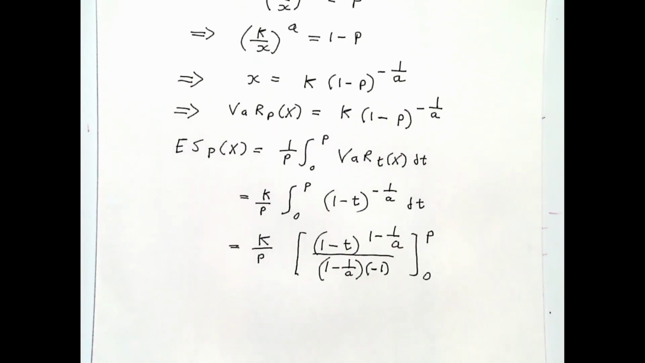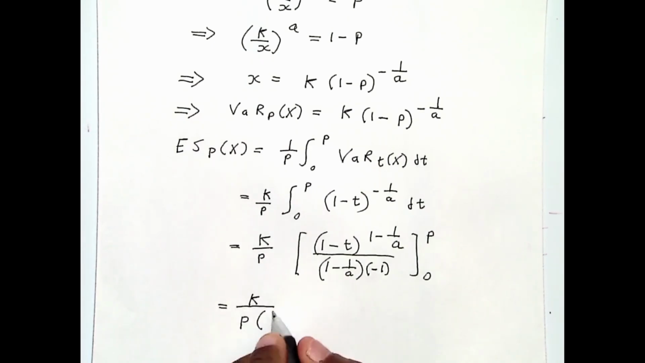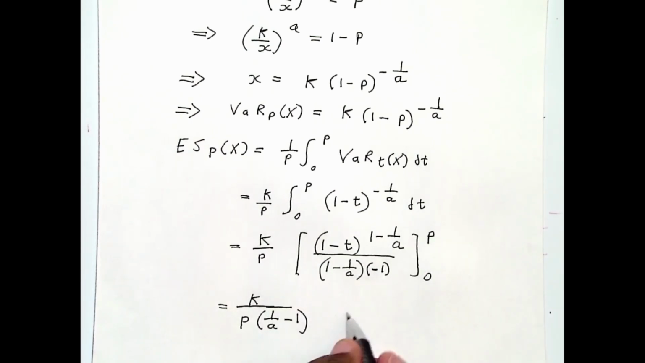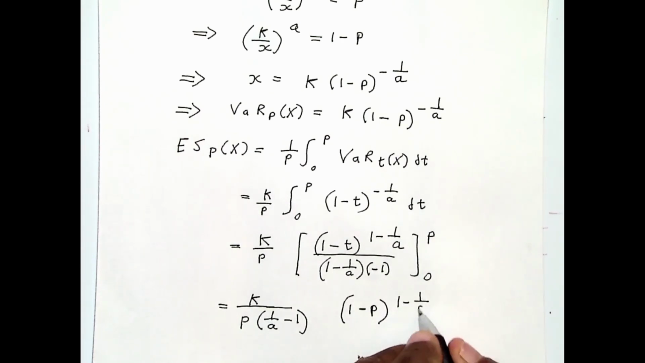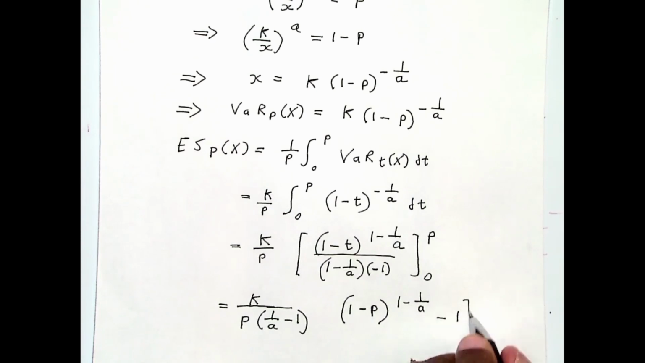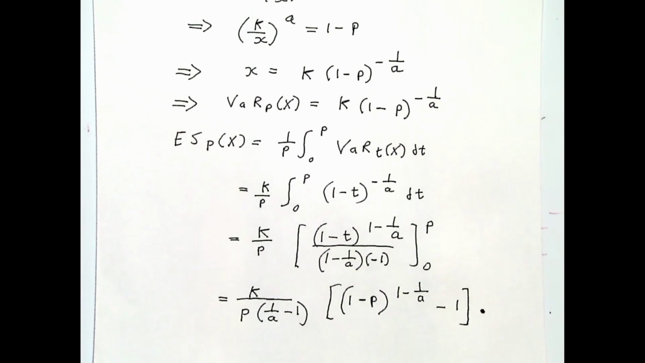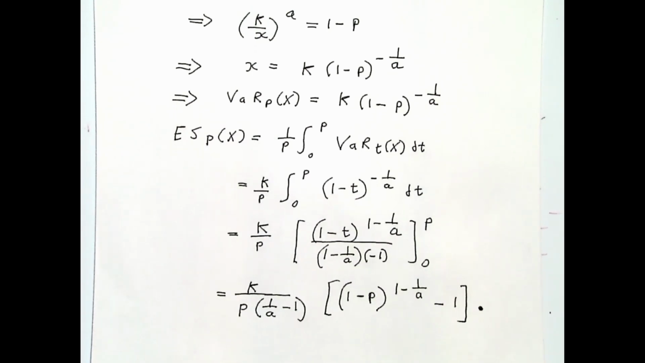Okay. Now let's pull this outside, so this becomes k divided by p. Okay, and the limit at p is 1 minus p, and the limit at 0 is 1. Okay, so this is the expression for expected shortfall for the Pareto distribution, right? All right, the next one is part 5.